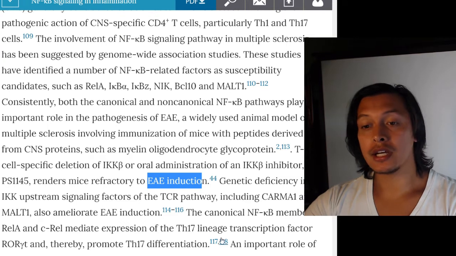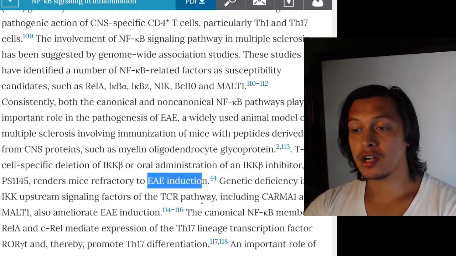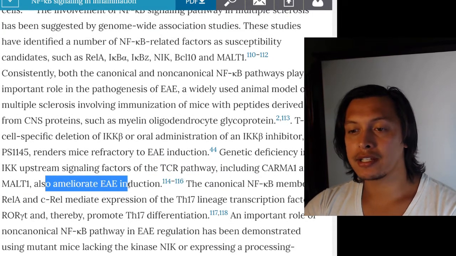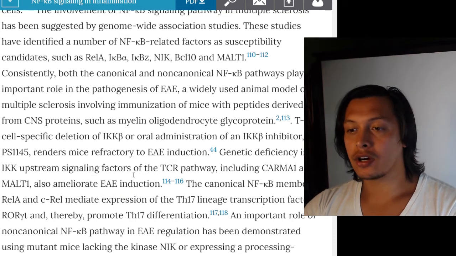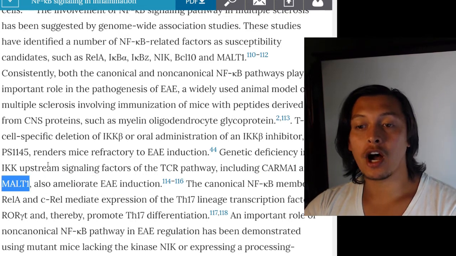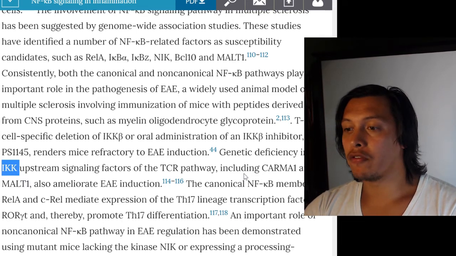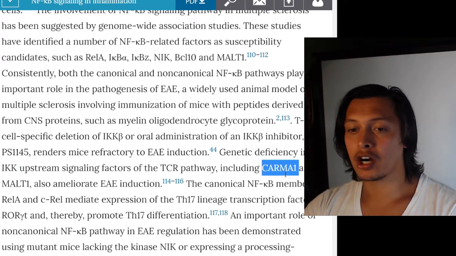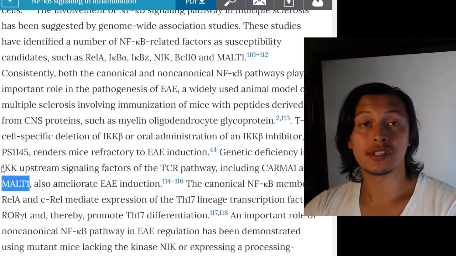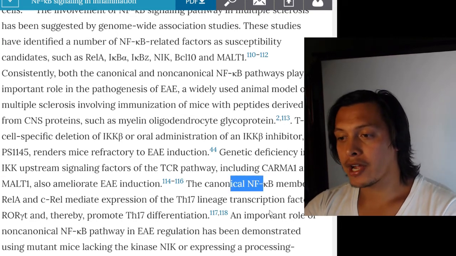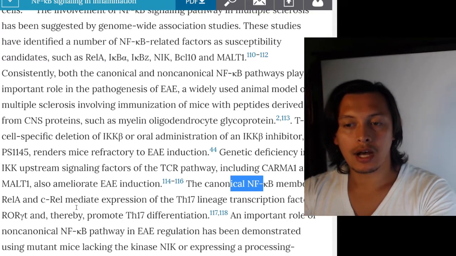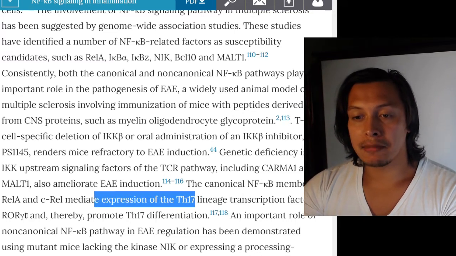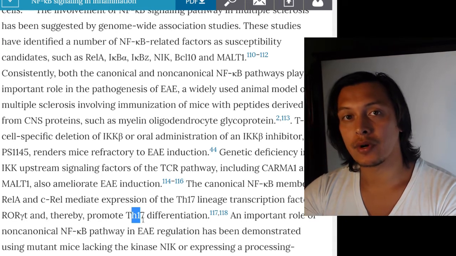So genetic deficiency in IKK upstream signaling factors of the TCR pathway, including CARMA1 and MALT1, also ameliorate EAE induction. So remember, just know that CARMA1 and MALT1 are upstream of IKK, and so if you affect these factors, it also ameliorates EAE. And I presume that CARMA1 and MALT1 positively influence IKK. So the canonical nuclear factor kappa B members REL-A, c-REL, and c-REL mediate expression of the T helper 17 lineage transcription factor ROR gamma T, and thereby promote T helper 17 differentiation.